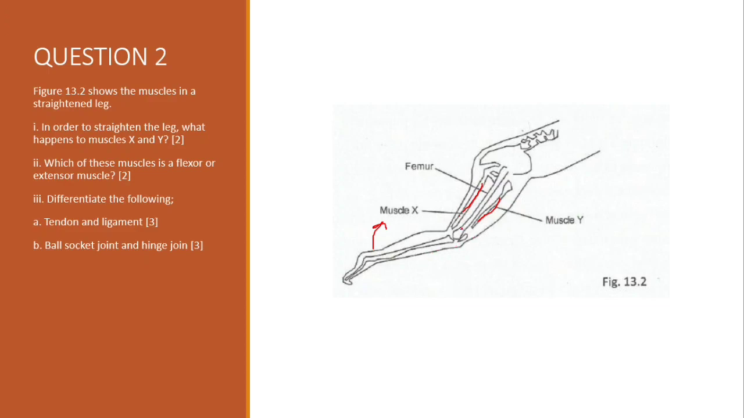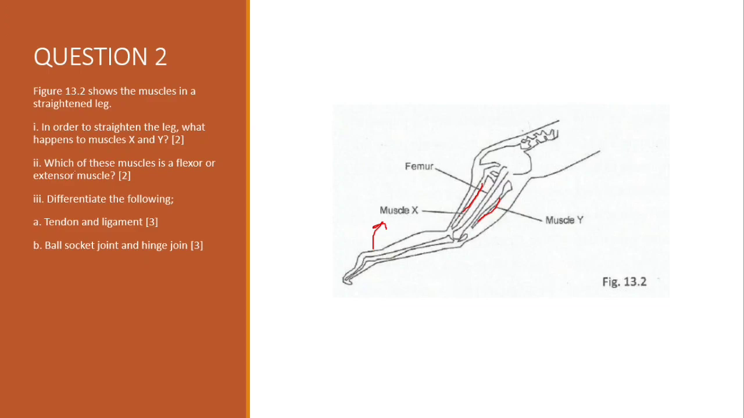Okay, so we have an idea, right? Now here they are asking us, in order to straighten the leg, what happens to muscle X and Y? For this leg to be straight, this muscle is going to contract because it is the one which is going to cause this leg to be straightened. So it is going to contract while this muscle will relax. So muscle Y will contract while muscle X will relax.